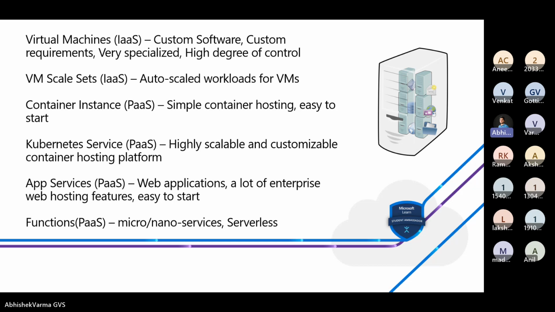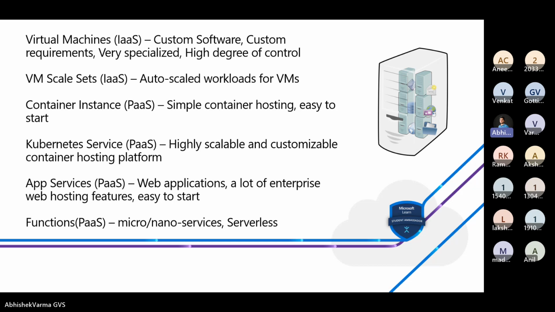For example, if you have a virtual machine running at 100% CPU usage, the system will automatically detect it and scale it up and scale it down. For example, you can see VM scale sets in infrastructure as a service, auto scaled workloads for virtual machines. If you are using a single system for file transfer, based on user demands it automatically adds on CPUs to compete with the user requests.